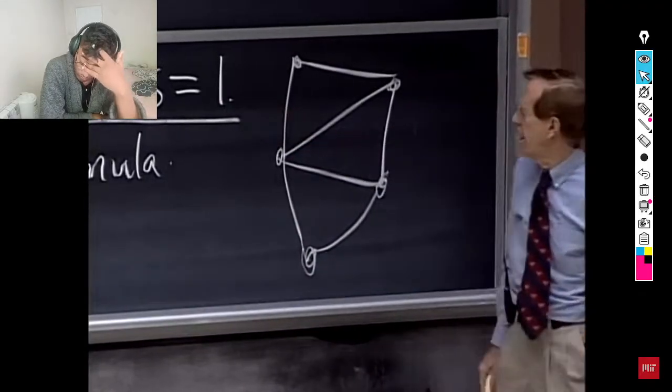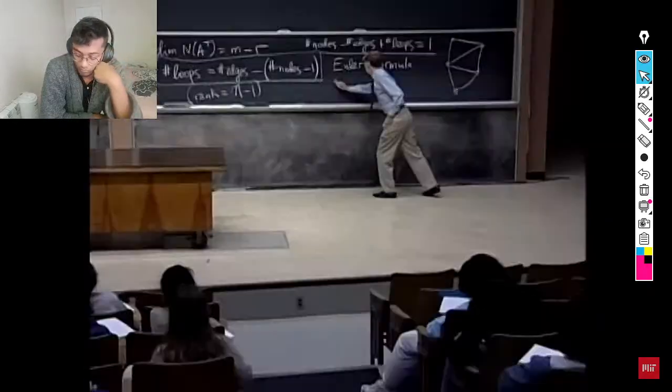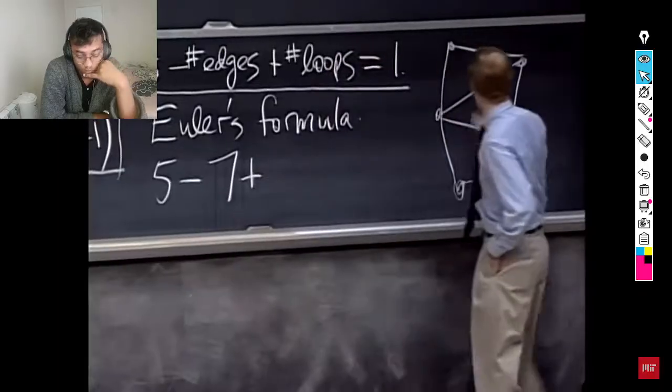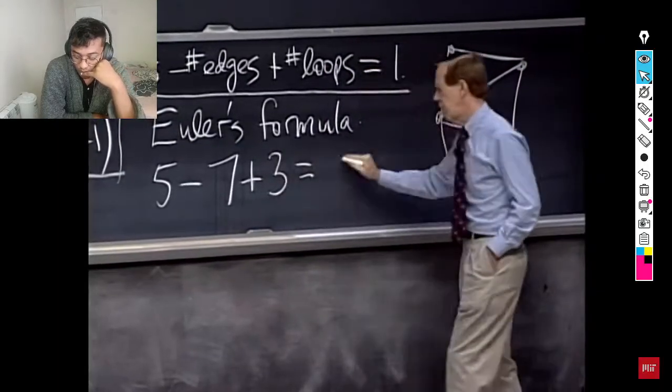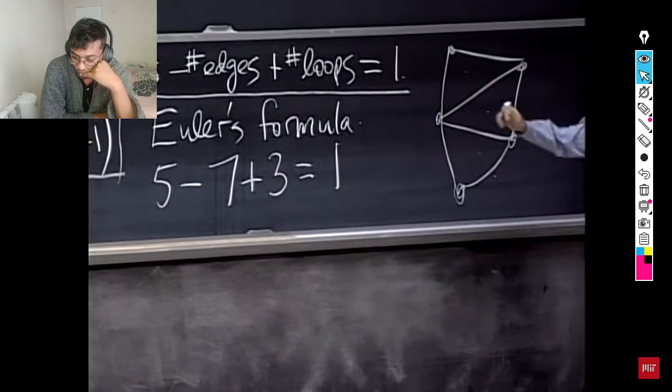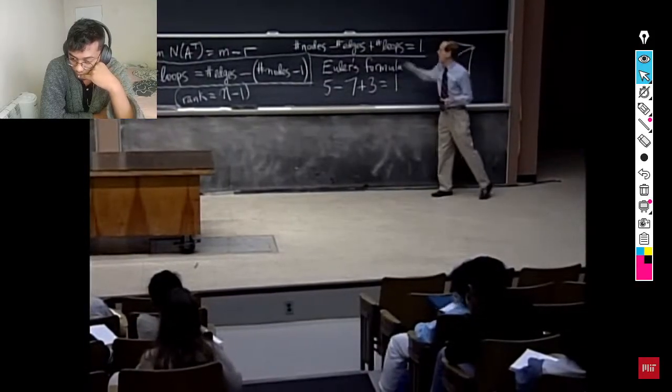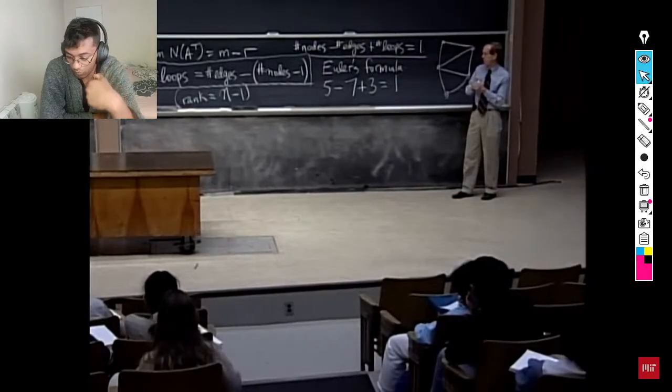So what are the quantities in that formula? How many nodes have I got? Looks like 5. How many edges have I got? 1, 2, 3, 4, 5, 6, 7. How many loops have I got? 1, 2, 3. And Euler's right. I always get 1. This formula is extremely useful in understanding the relation of these quantities: the number of nodes, the number of edges, and the number of loops.